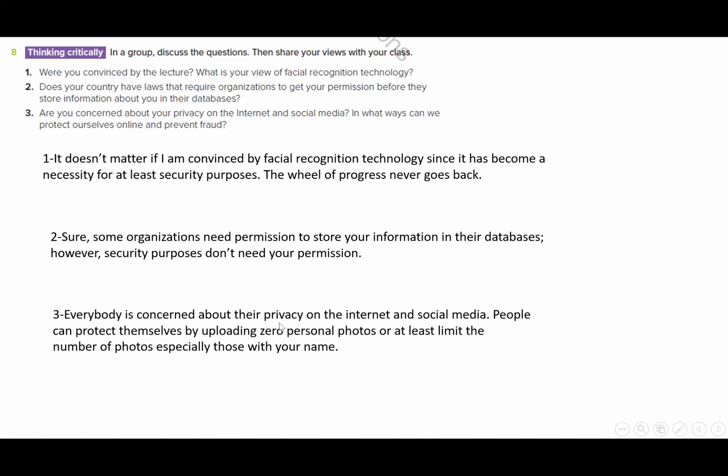Notice, when we start with the word everybody, we treat it as plural. Everybody is concerned about their privacy on the internet and social media. People can protect themselves by uploading zero personal photos, or at least limit the number of photos you upload on the internet, especially those related to your name or your age.